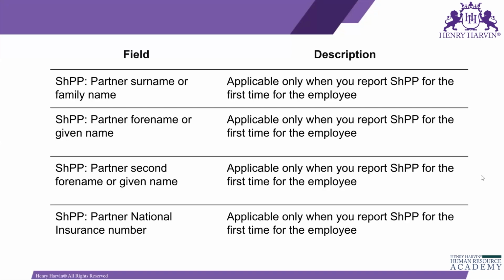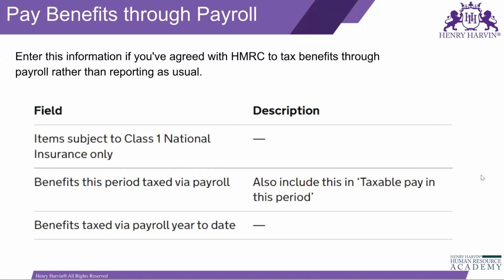You see this option: first is partner surname or family name. The second column is forename, the given name. Then the partner's second name or given name if there is one, and in the fourth column you see the national insurance number of the partner. The national insurance number is important. This way HMRC keeps track of everything. They have managed it very well. The structure, I really like their payroll. Okay, then pay benefits through payroll.